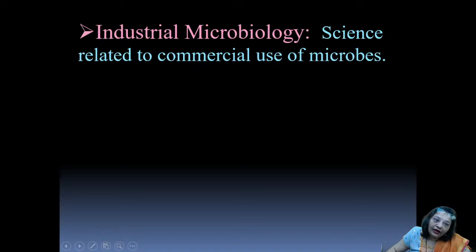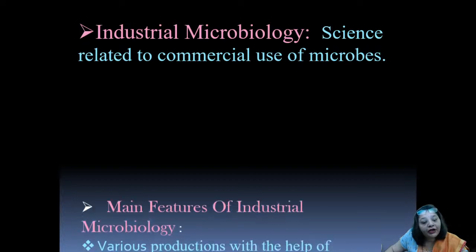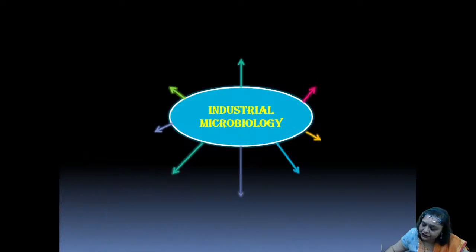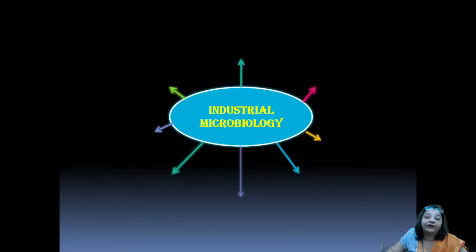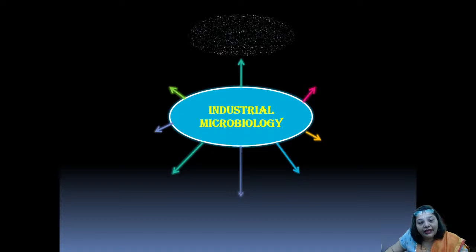We also saw industrial microbiology, which is a science related to commercial use of microbes. The main features of industrial microbiology are the various productions with the help of the fermentation process, like bread, cheese, medicines, enzymes, etc. We saw the use of microbes even for garbage management and pollution control, which we are going to study today. These are the main features of industrial microbiology, and it is useful in different fields.